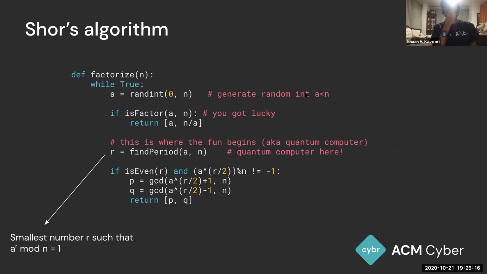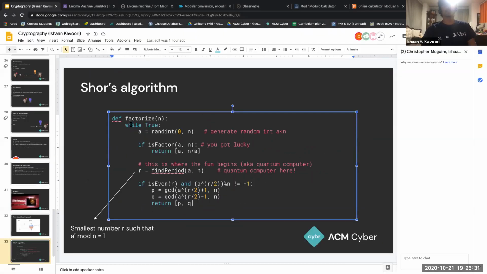Okay. So now you need to factorize the number n into its 2 prime numbers. Here's how you're going to do that. I wanted to highlight some of this stuff. Not all of this requires a quantum computer. This is the only line which requires a quantum computer. I'll talk about it later. So here's the algorithm, basically.